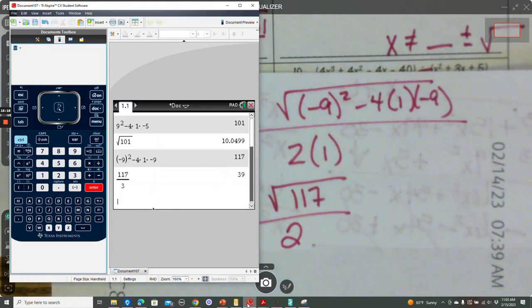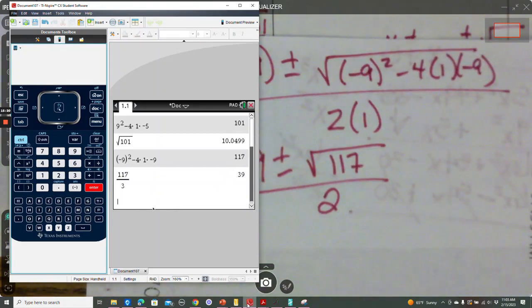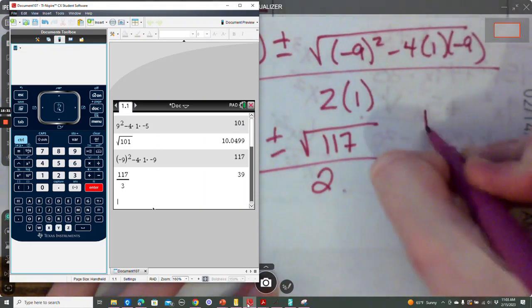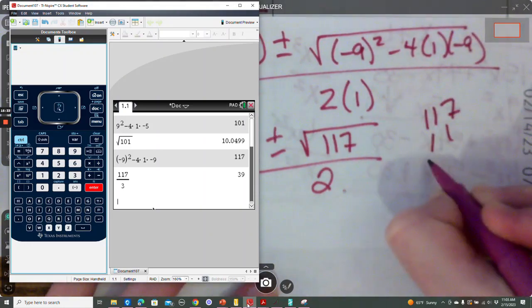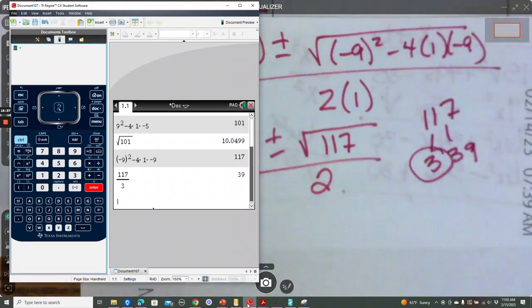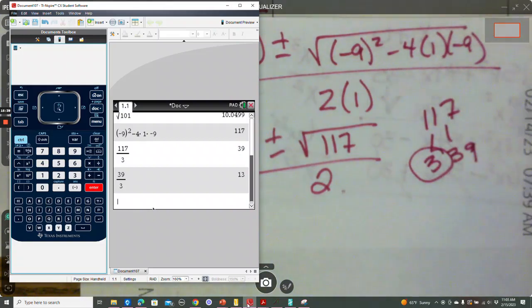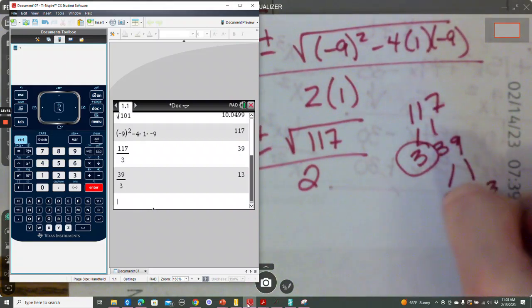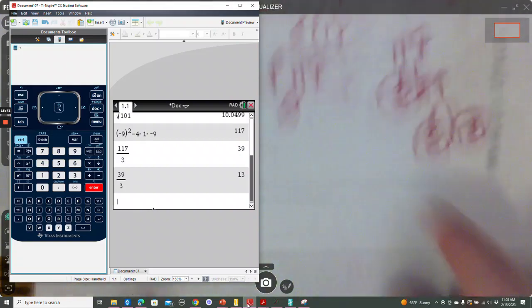Here's the easiest way to tell. 117, add the digits: 7 plus 1 plus 1 is 9. 9 is divisible by 3. So 117 is the same as 3 times 39. 3 is prime. 39 is 3 times 13. Both of those are prime.